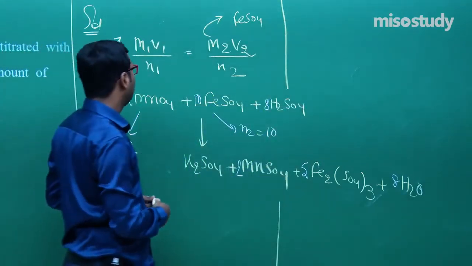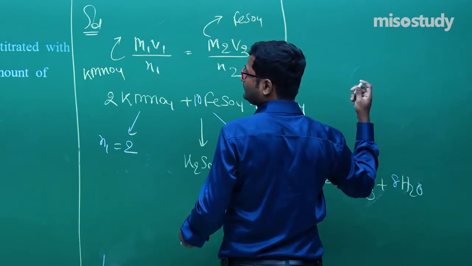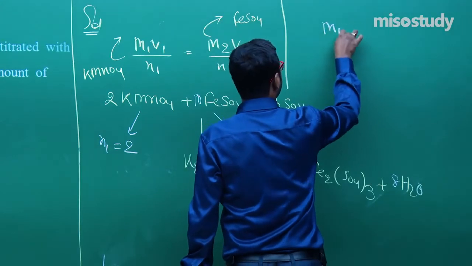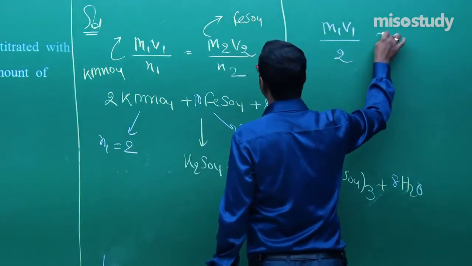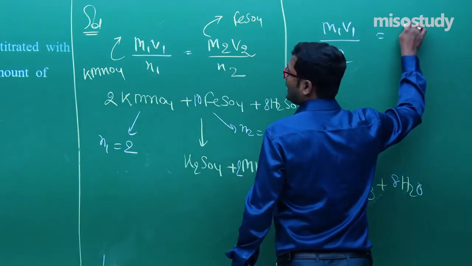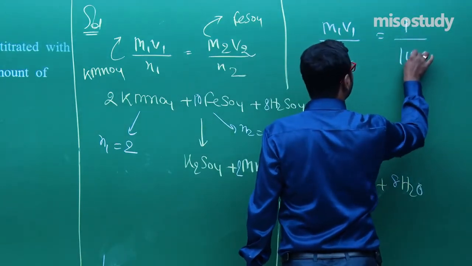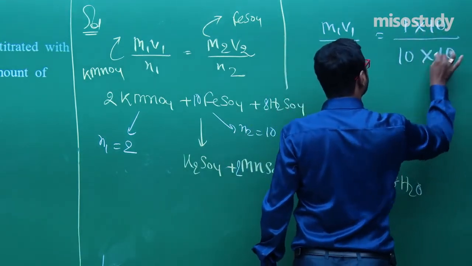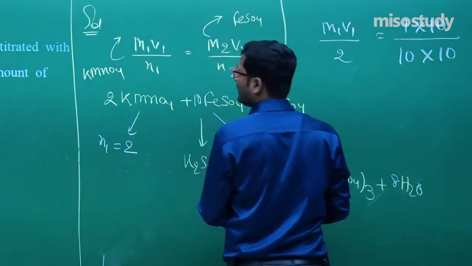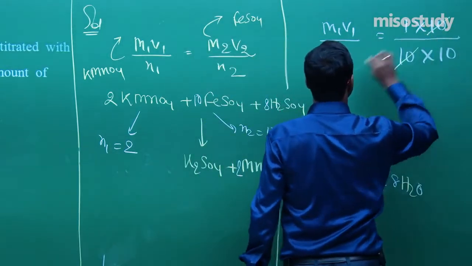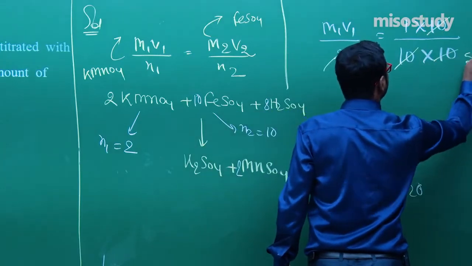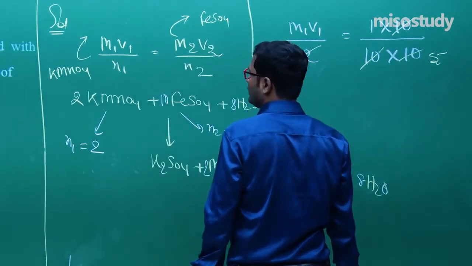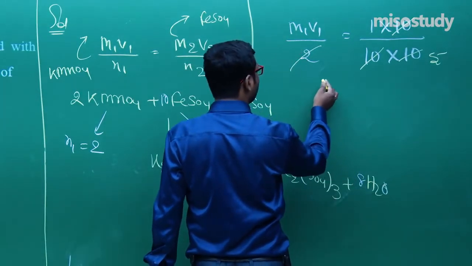Now moving here and we'll discuss the next part. What is M1? We do not know. In case of M1 we do not know, put here M1 into V1. What is N1? Put here 2. What is M2? That is 1 upon 10. Multiply by V2, 10 ml, upon multiply by N2, that is 10. This is the thing, 1 into 10 into 10. Now this will cancel this one and this will cancel this one. Clear? Am I right or wrong? Sir, you are absolutely right. So in this case, what are we getting?